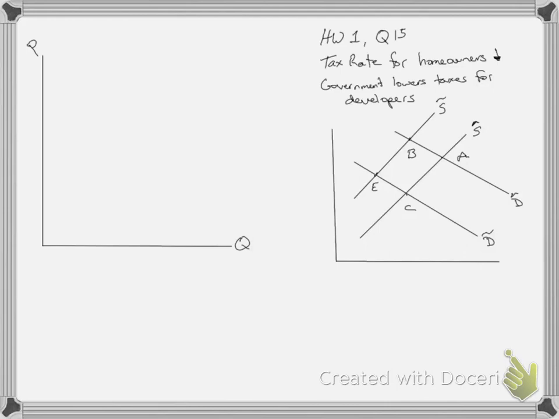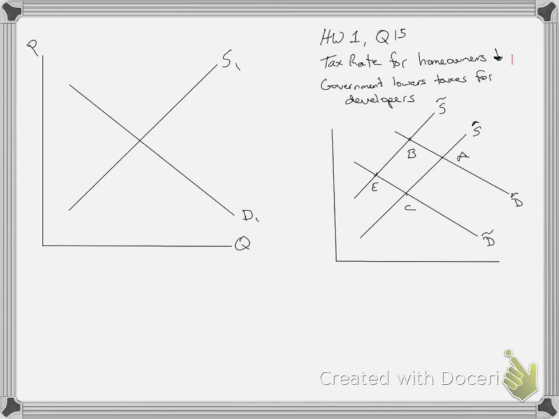First, just put yourself in equilibrium again. So start over here. We've got a demand curve. We've got a supply curve. Go ahead and label it demand 1, supply 1. You're told the tax rate for homeowners goes down. So that means that any homeowner is going to have to pay a lower amount in taxes if they buy a home. So what's that going to do to the demand for homes? That's going to increase the demand for homes.